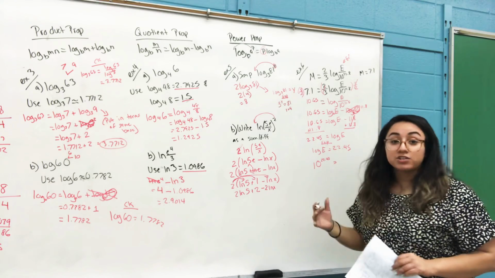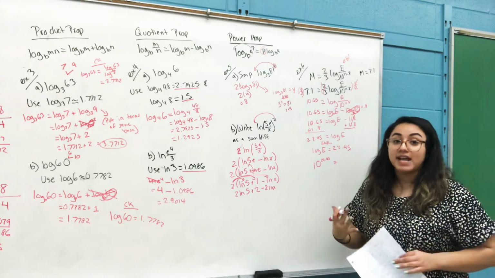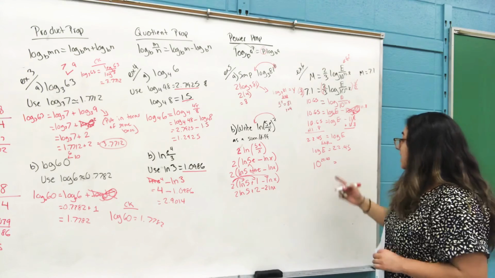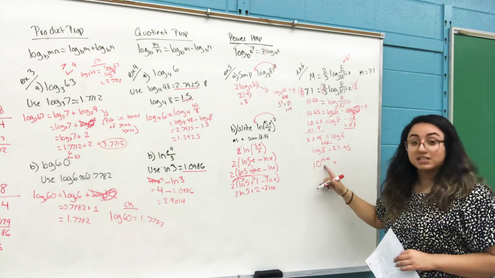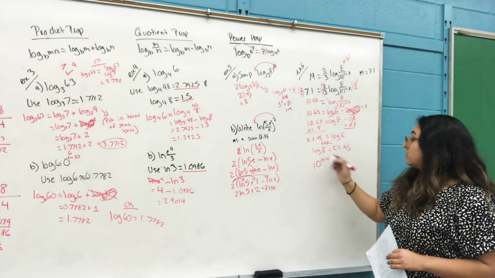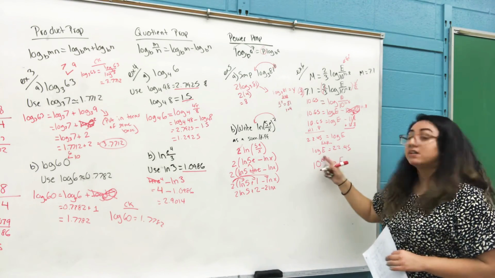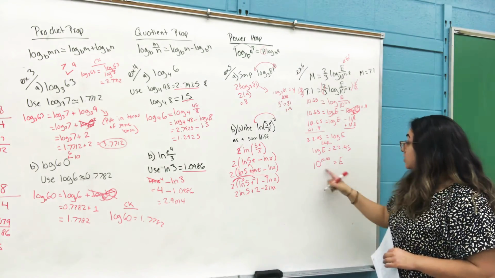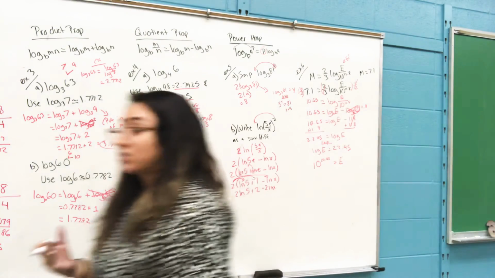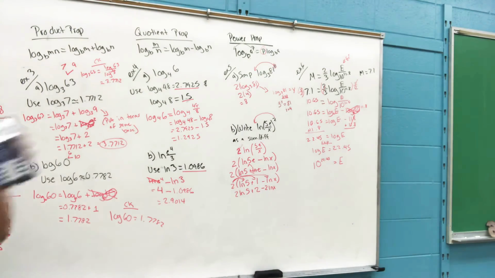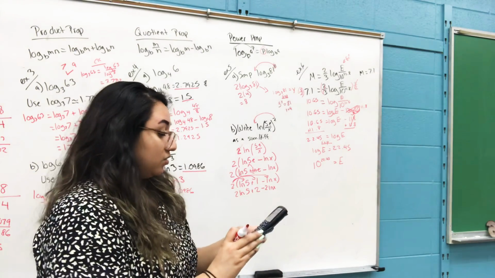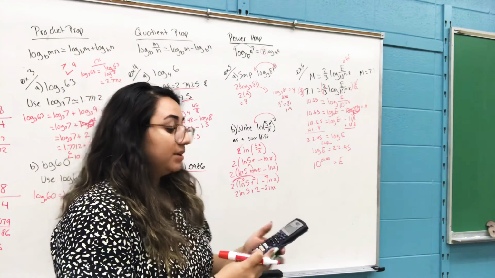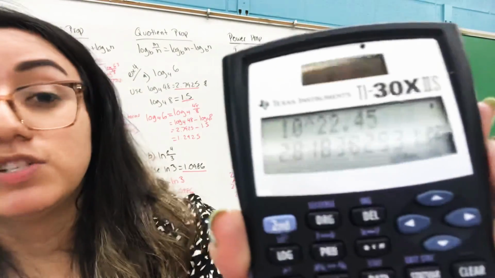If you did that worksheet, this is where it will come in handy because you're practicing and practicing. It's 10, your base, to your solution, that's the power right there, is equal to your main number. Your main number here is E. So in this case, all we have to do is solve a simple solution using our calculator. So we do 10 to the 22.45 power. We end up with this huge number there.